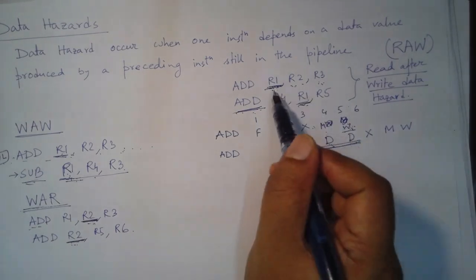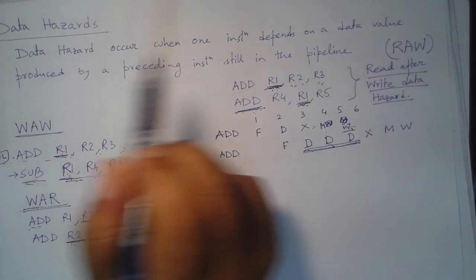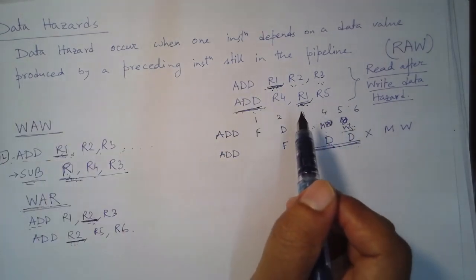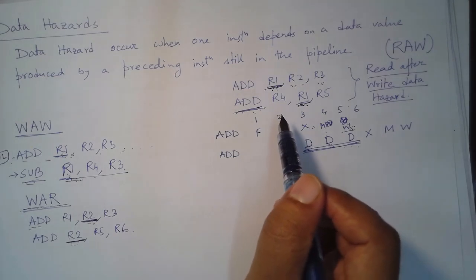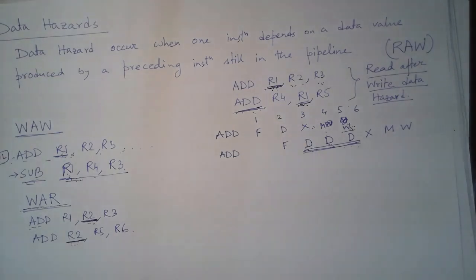All right. And this can be enabled by some feedback mechanism to the previous stages, so that the current stages know what operands the earlier instructions are updating. So this is absolutely important.